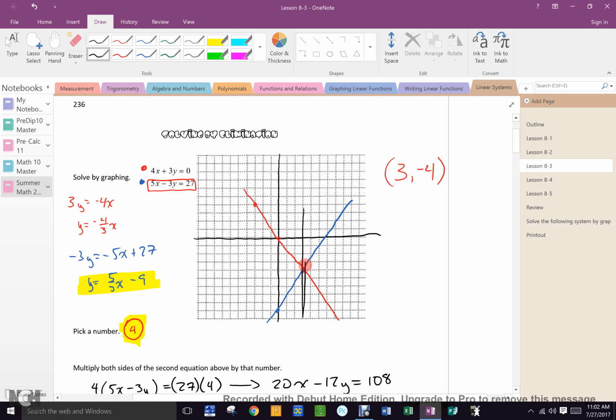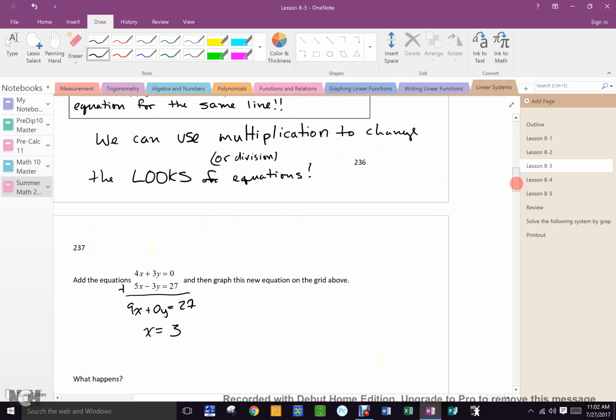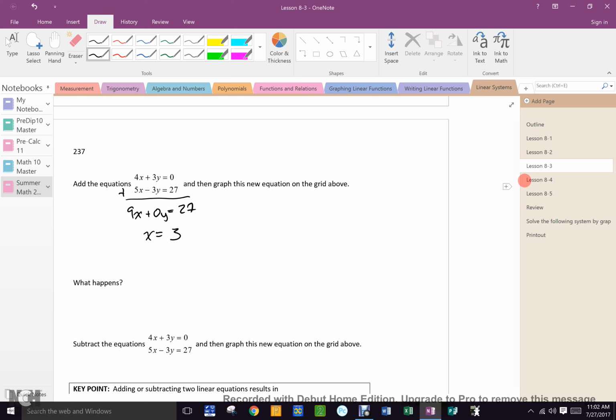Hey, wait a minute. It goes right through that solution. Right? So, what happened when I added those equations? 2 things happened. What's the first thing that happened? What happened to the y's? The y value was eliminated. And it only sounds cool if you say it like that.